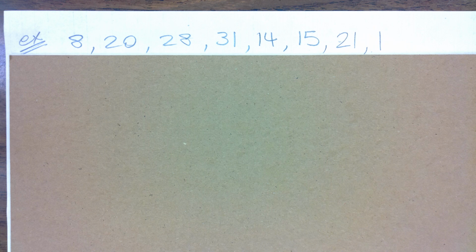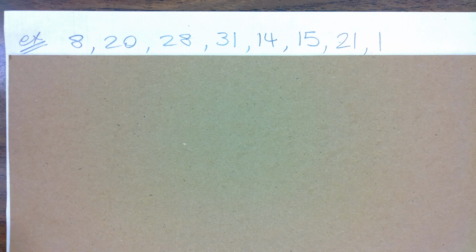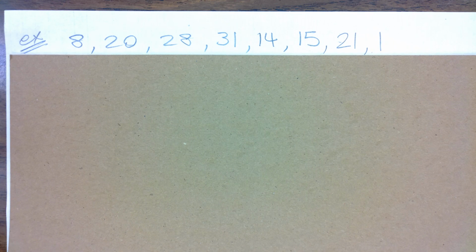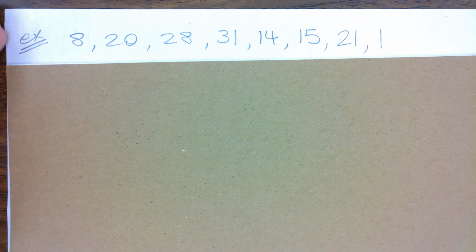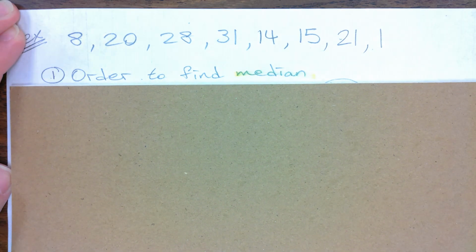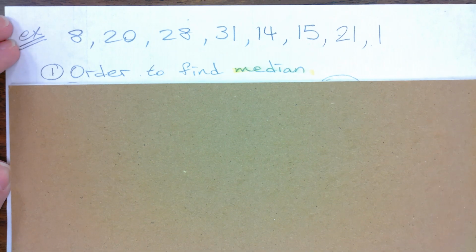Okay, so I want to make sure we know how to draw a box plot. So here's a quick example. You guys learned how to do a box plot yesterday. So what's my very first step in doing a box plot? Yep. Put it in order because you want to find a median. Excellent. Okay, so first step is order it to find a median.